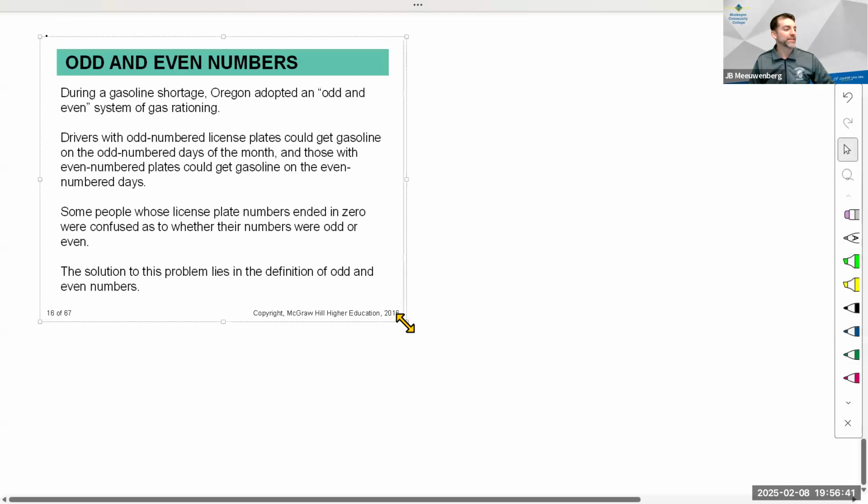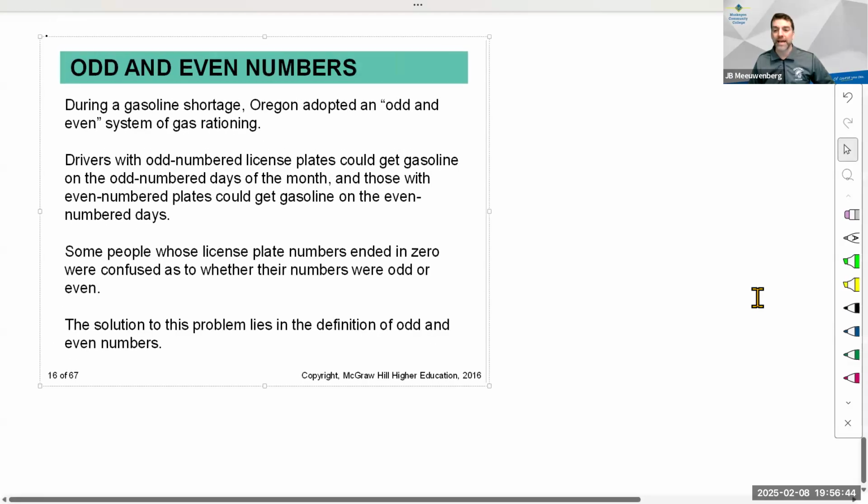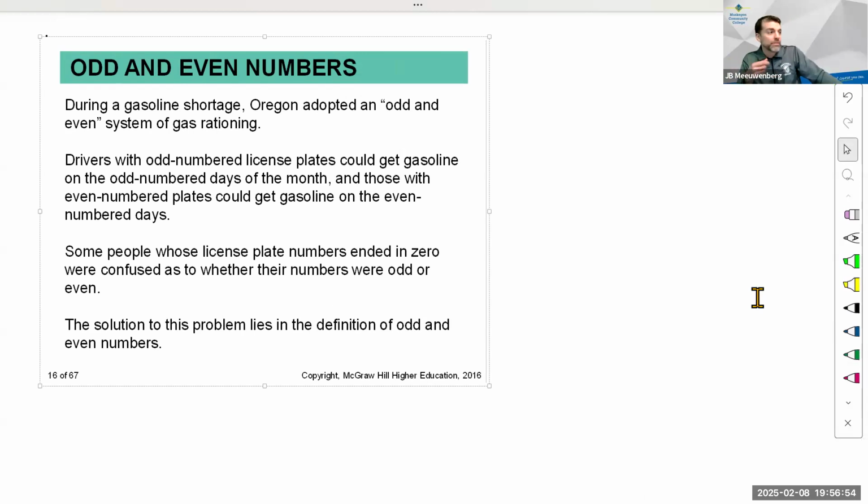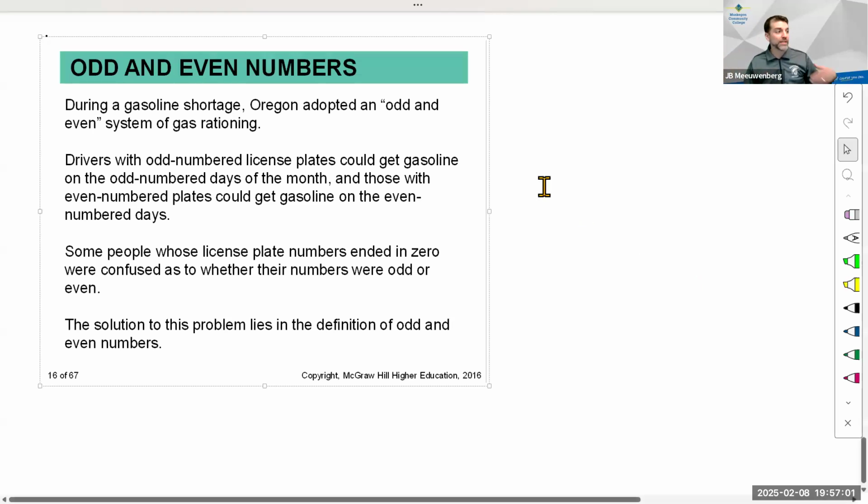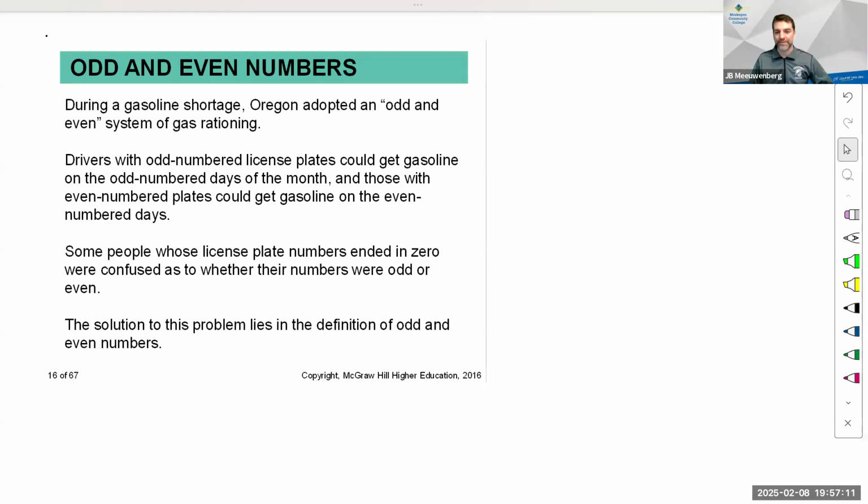It's a scenario. During a gasoline shortage, Oregon adopted an odd and even system of gas rationing. Drivers with odd numbered license plates could get gas on odd numbered days of the month. Those with even plates could get gasoline on the even numbered days. Some people whose license plate ended in zero were confused. They said, well, am I odd or even? Is zero an odd or an even number? And again, that lies with the definition.